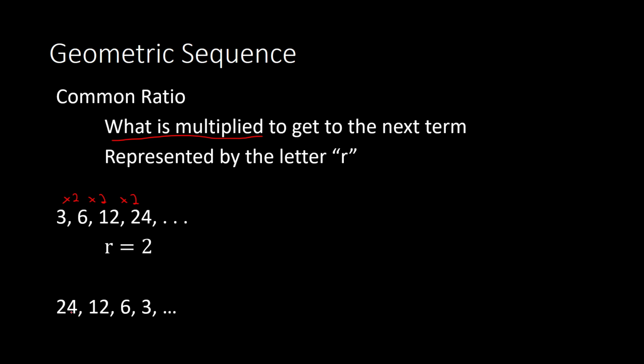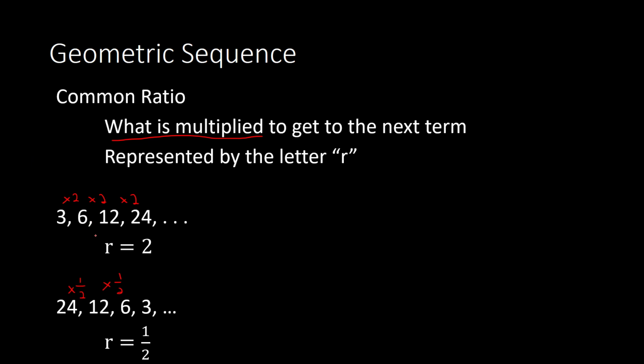So what are we multiplying by to get from 24 to 12? Well, yes, we're dividing by 2, but dividing by 2 is the same thing as multiplying by 1 over 2. So what I'm doing is I'm multiplying by 1 over 2, so my common ratio would be 1 over 2, or 1/2.